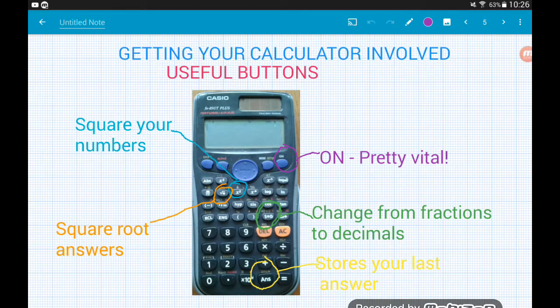The next one, the square root button, that's going to be really useful to us to find out what c is at the end. And then finally we've got the x squared button, which squares our numbers for us. So that's going to be really useful to us when we're doing a squared plus b squared.